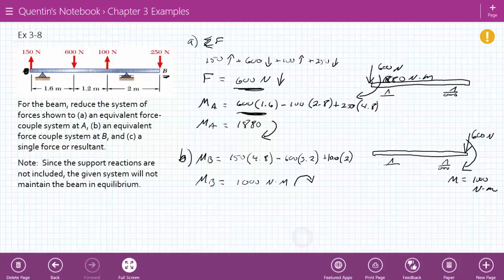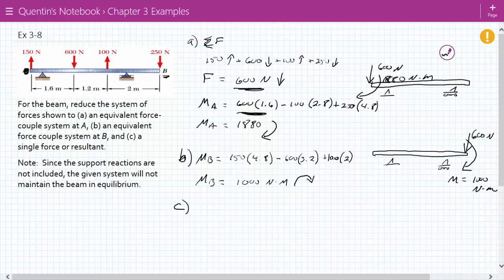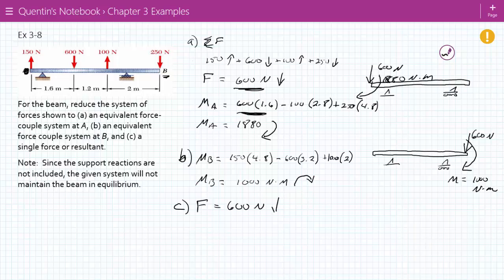Okay, let's look at C. Part C asks for the equivalent single force, or resultant. Again, for a system of forces to be equivalent, you have to have the same tendency to translate and the same tendency to rotate. So your force is simply 600 newtons down. But if we want to do this as a single force, that means there's no moment. Is that possible? Well, it is, but only in one select spot. You have to pick the right point along this beam.